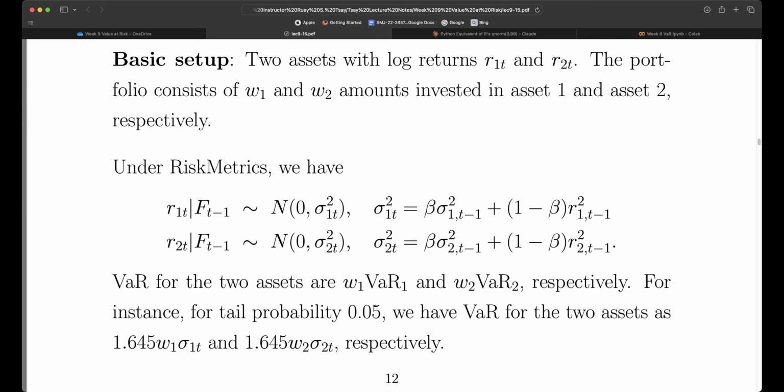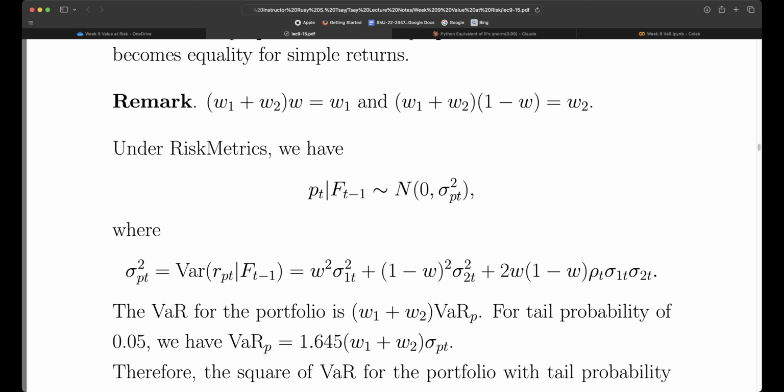W is this one. The prior approximation becomes equality for simple return. Remark, we have this one and this one. On the risk matrix, we have PT, FT minus 1 on the right, the portfolio. And then we have to estimate this portfolio variance given the most recent information. Then, this is the definition. And then we have to take into account the covariance or correlation between the two. So we have this additional term.